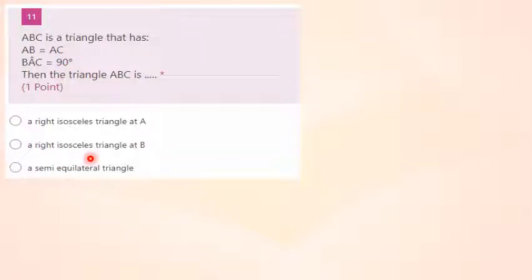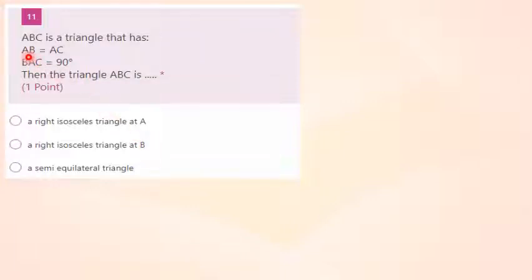The right isosceles triangle is a right triangle. It has a 90 degree, it has a right angle, and isosceles, so it has two equal sides and two equal angles. Since BAC equal 90, then ABC is a right triangle. And since it has two equal sides, AB equal to AC, so it's an isosceles triangle. So it's a right isosceles triangle, but at A or at B, which one of these options is correct?